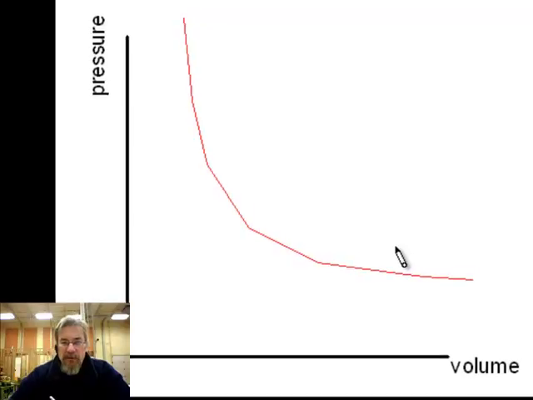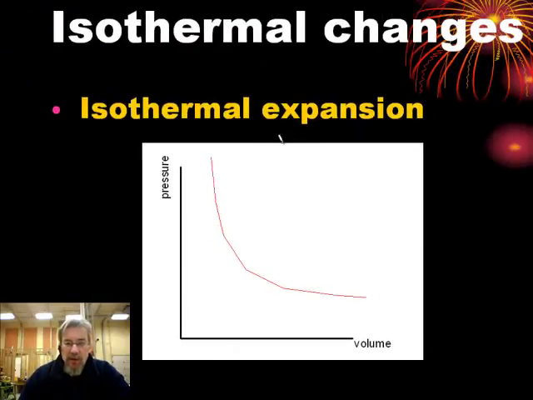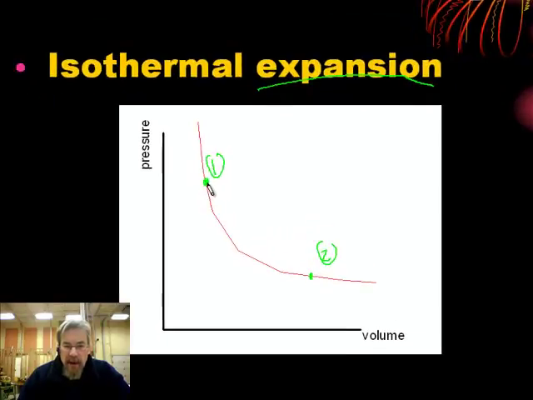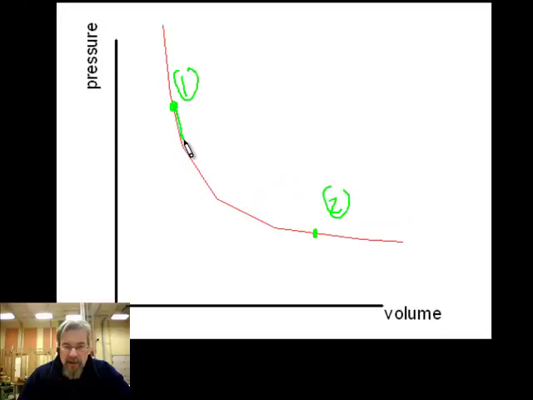One type of isothermal change is something called an isothermal expansion. An expansion means that volume is increasing. If it's happening on an isotherm, that means like here's my starting point, point 1, here's my ending point, point 2, and I'm increasing my volume by staying on this isothermal line. In other words, the temperature doesn't change throughout this entire process, but the gas is now in a bigger space.